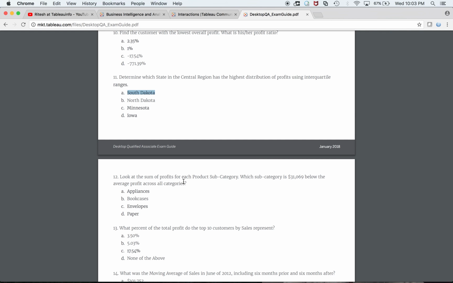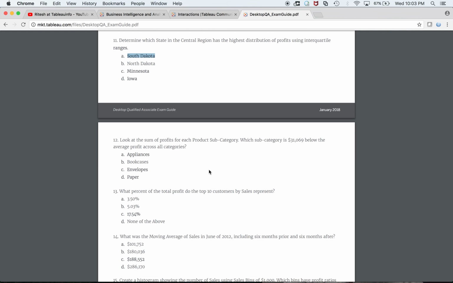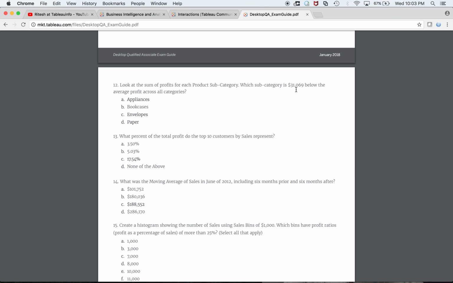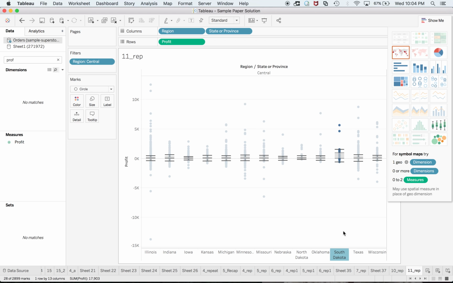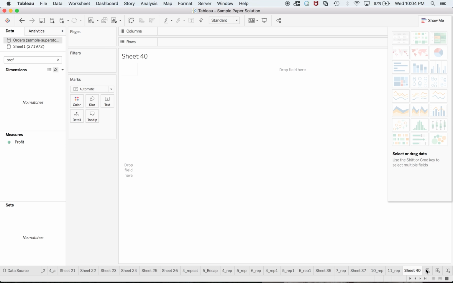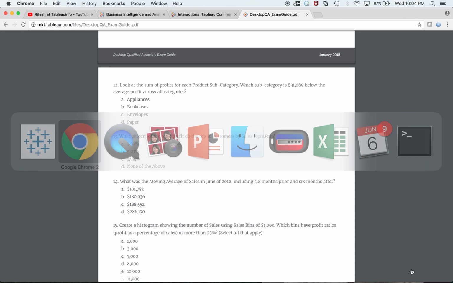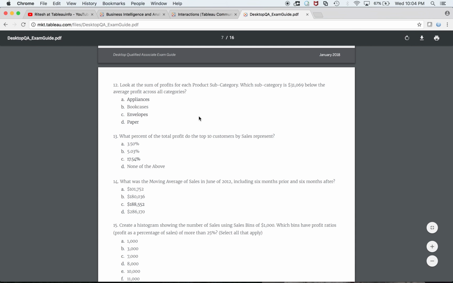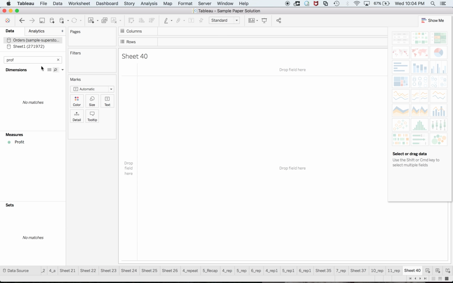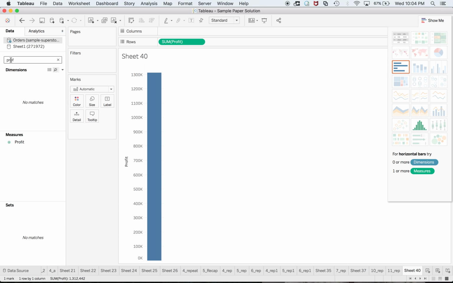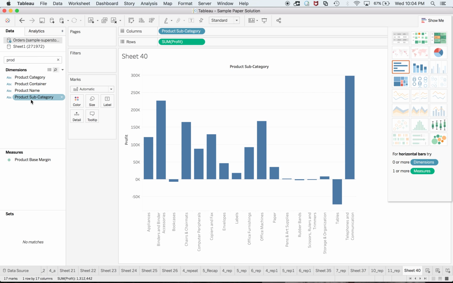Look at the sum of profit for each product subcategory. Which subcategory is $31,069 below the average profit? So whenever you have this overall average, all these concepts, you need to make use of window calculation. So I'll make use of window calculation over there, and we need profit, product subcategory. Okay, profit, product subcategory, that's fine.